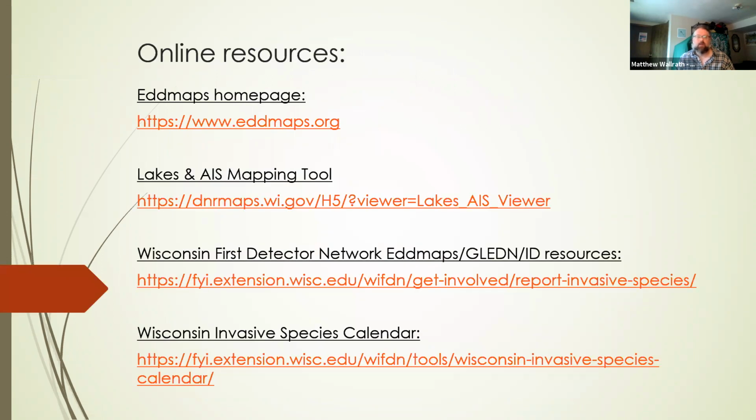Here are some resources for looking stuff up, and again, this will be laid out. The invasive species calendar is that bottom one. There are other great resources from the WIFTN, the First Detectors Network. You can also look at live stuff at the AIS mapping tool, which is another great monitoring tool. It's not quite as comprehensive as EDDMapS, but it can be a good thing for other planning moments. And then there's your eddmaps.org page.